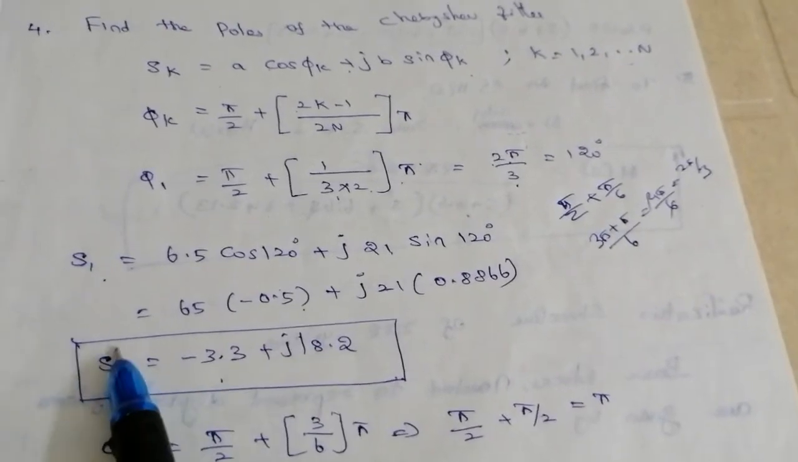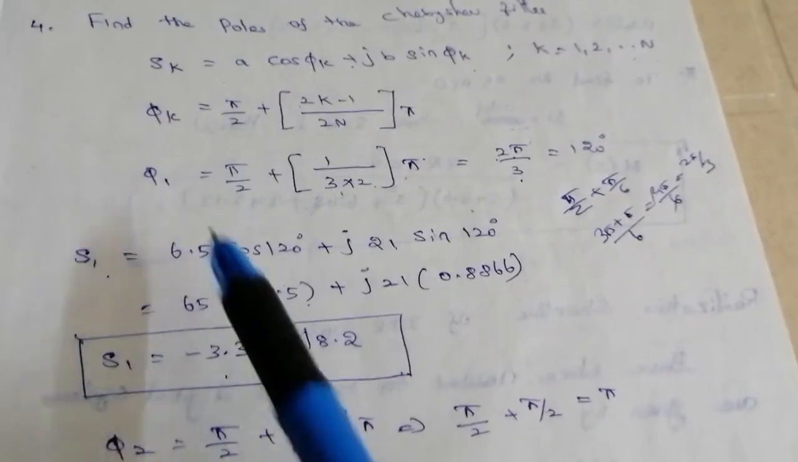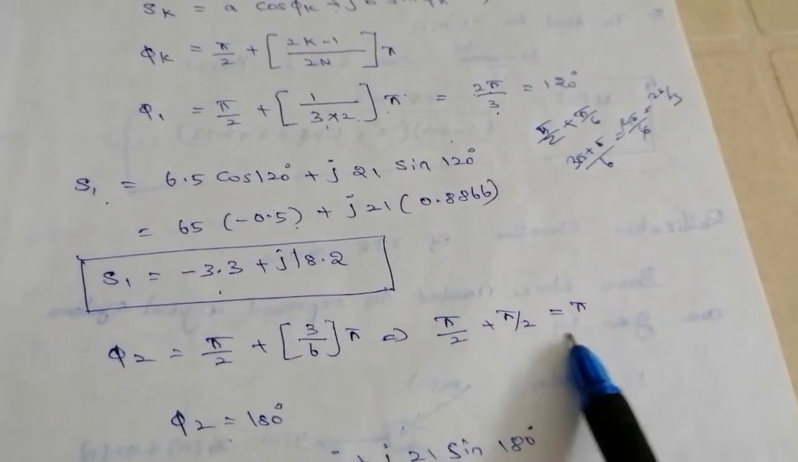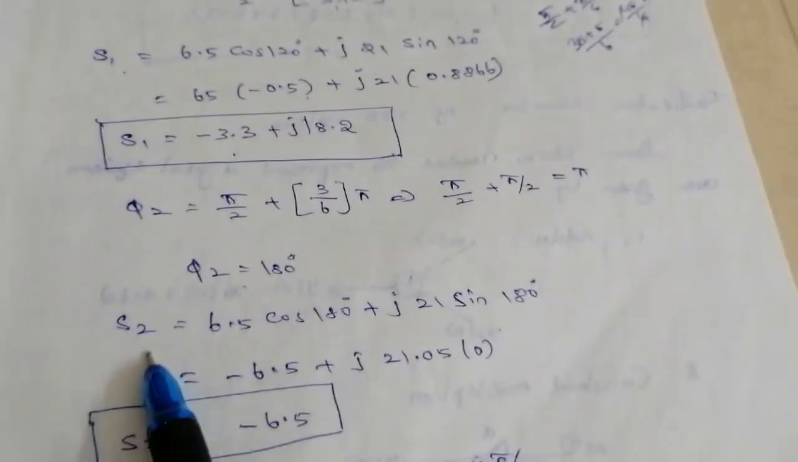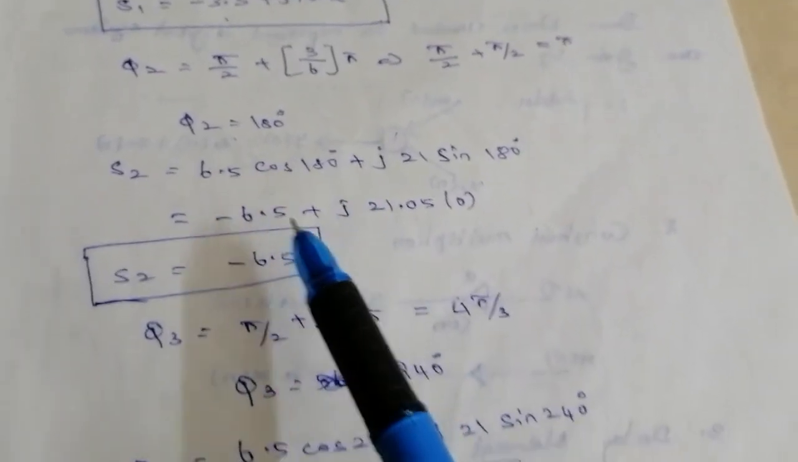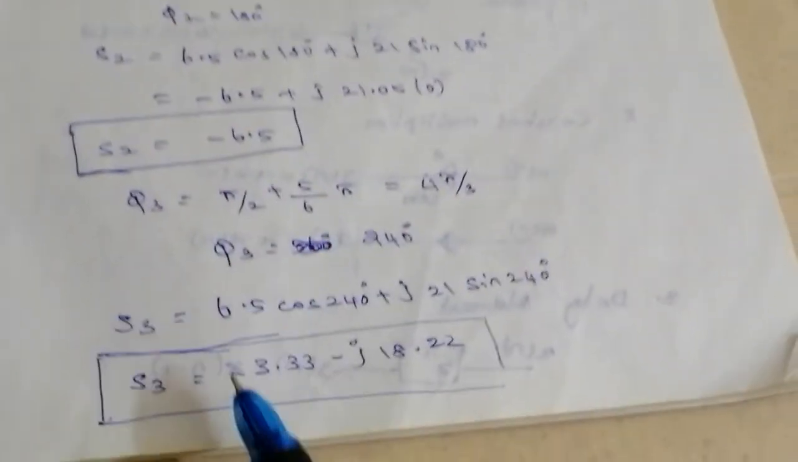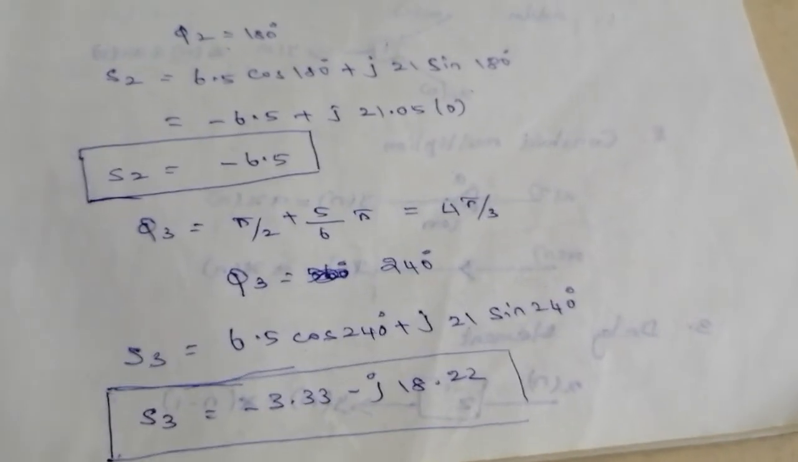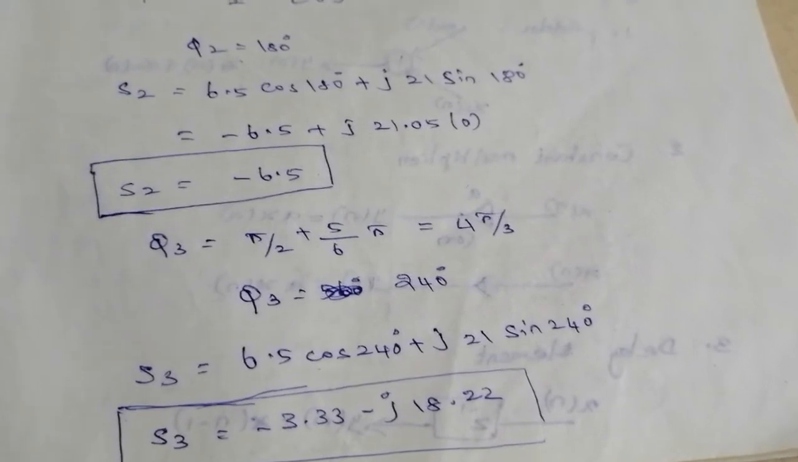Then for S2, we first find phi 2. So phi 2 equals pi by 2 plus 3 by 6 pi. After simplification, we get pi, that is 180 degrees. So substitute in sk. Likewise, we have to find S1, S2 and S3 poles, right? Is it clear?